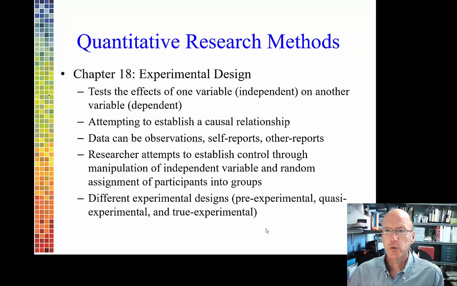Then the other thing that you'll read about in Chapter 18 are the different types of experimental designs. And these could be pre-experimental designs, quasi-experimental designs, or true experimental designs. And these vary based on the amount of control that the researcher has in the particular experimental situation.